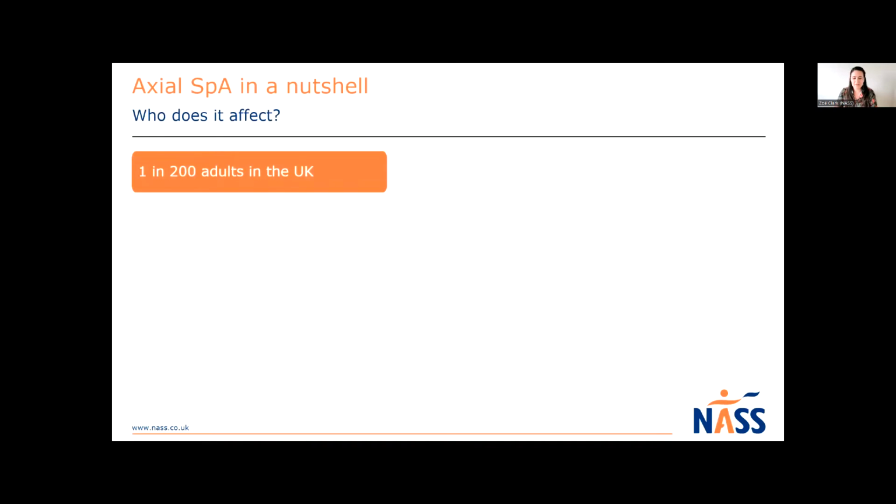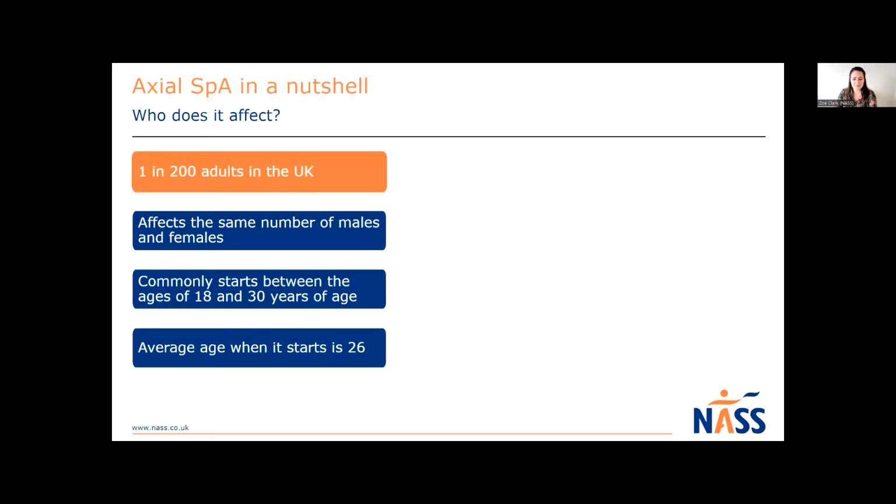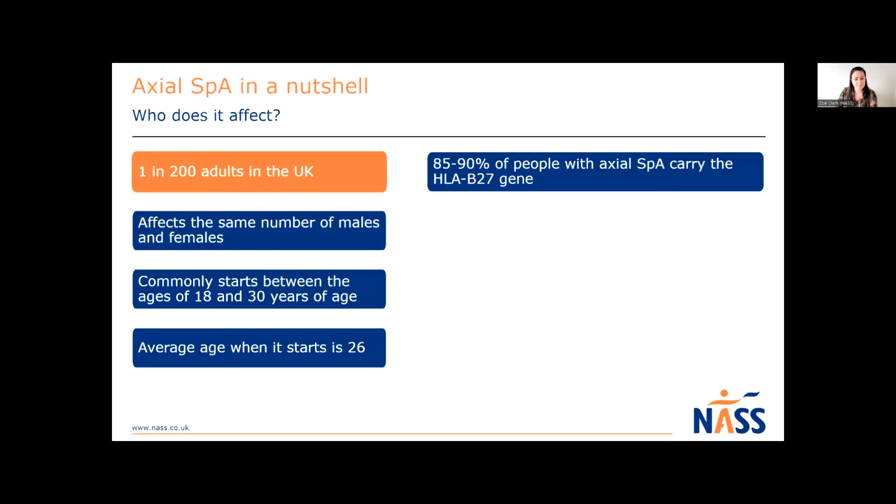Now, some people refer to axial SpA as a rare condition, but it's not. It affects 1 in 200 adults in the UK. And despite the myth that axial SpA is a male condition, it actually affects the same number of females as males. It's a condition that tends to start when people are younger and often during formative stages of life, when someone might be trying to study, start a career, form relationships, or start a family. And the average age that it starts is 26 years of age.